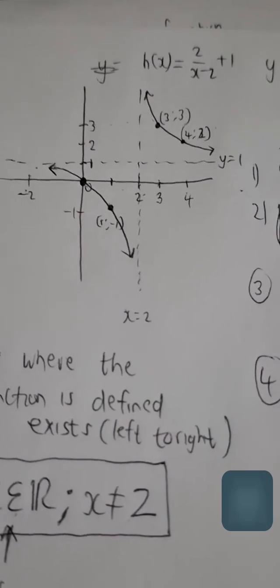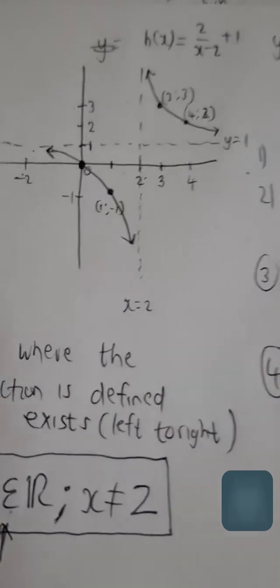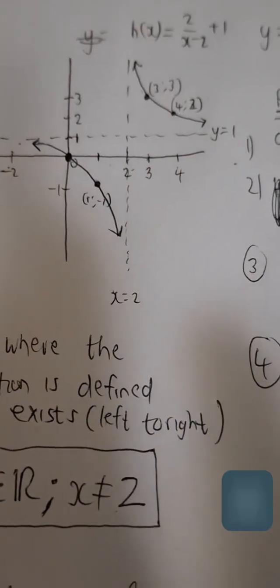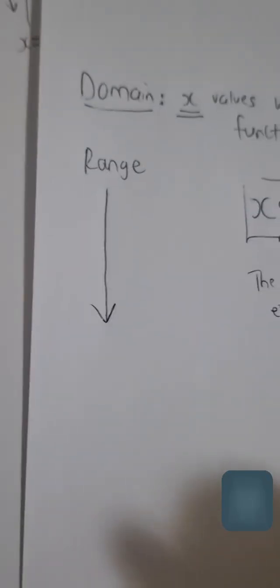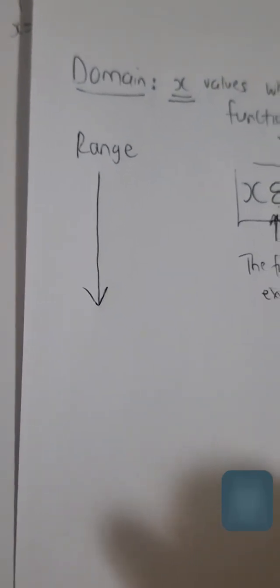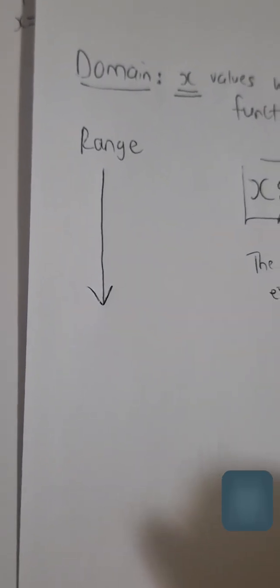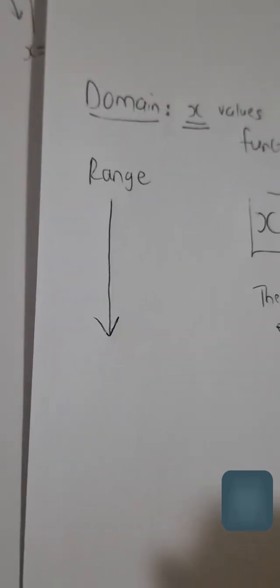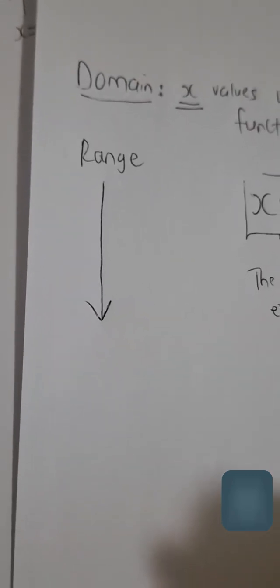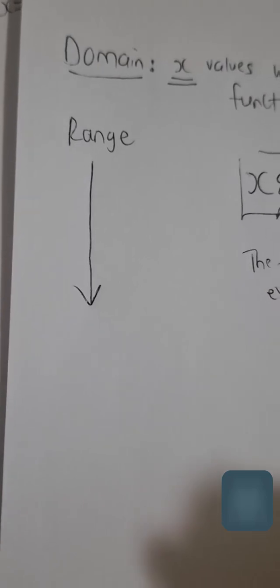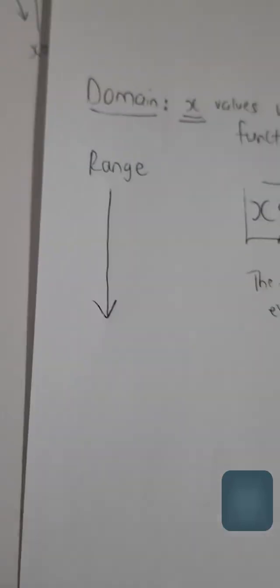Any further questions on the domain? Are you clear about the domain now? Yes. All right, let's move on to the next question. What is the range of the function? The range. How far can the graph go vertically? All right, I also like what you've just said.